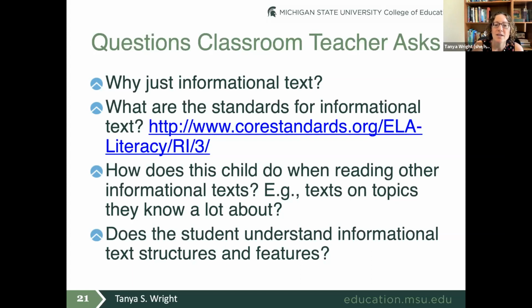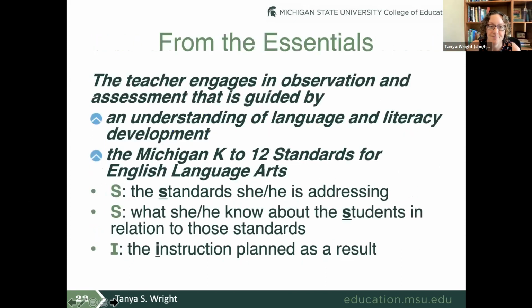What does the child do when reading informational text, for example, on a topic of their choice or a topic they know a lot about? Is it an informational text concern, or is it something to do with the topics or unfamiliar texts they had in an assessment situation? Does the student understand informational text structures and features, right? Lots of questions that we would have to figure out in order to provide appropriate instruction.